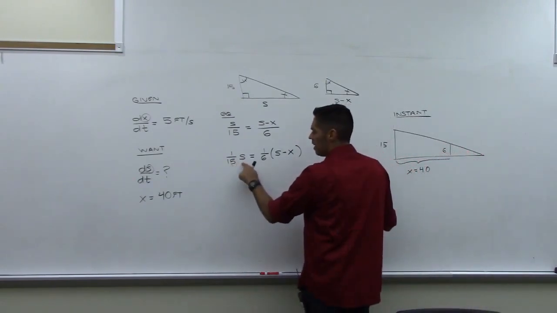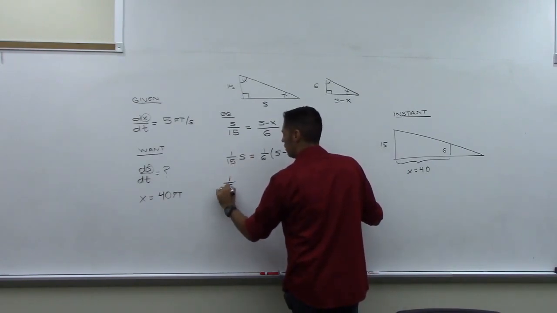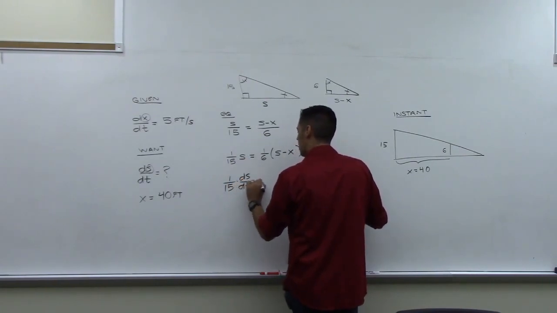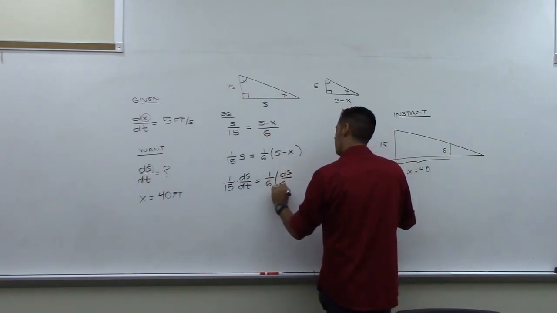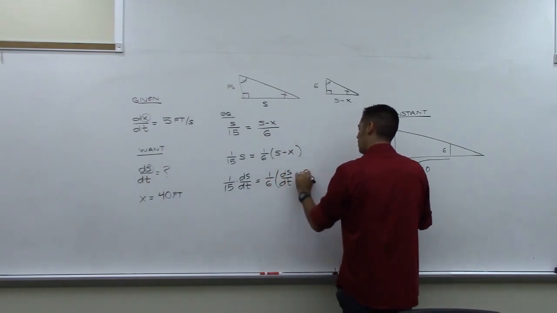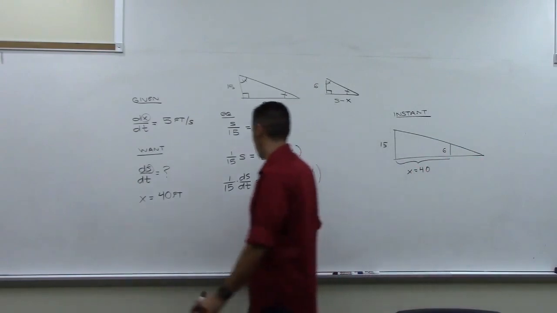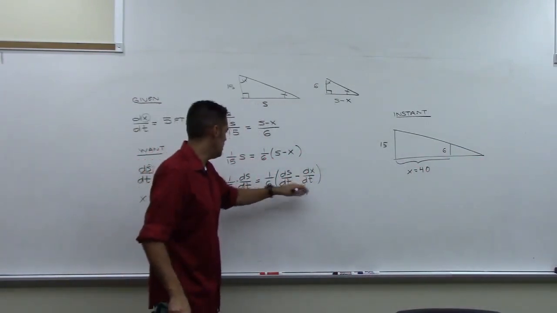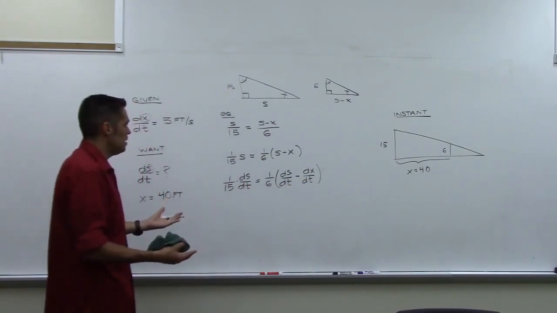So the derivative of 1/15 s is 1/15 ds/dt, equals 1/6 comes along for the ride, derivative of s is ds/dt, minus derivative of x, which is dx/dt, and that's it. So do we know any of these things? Well, dx/dt we know is 5, and that's the only thing in the problem. There's no x's or s's, right? So that's kind of weird.